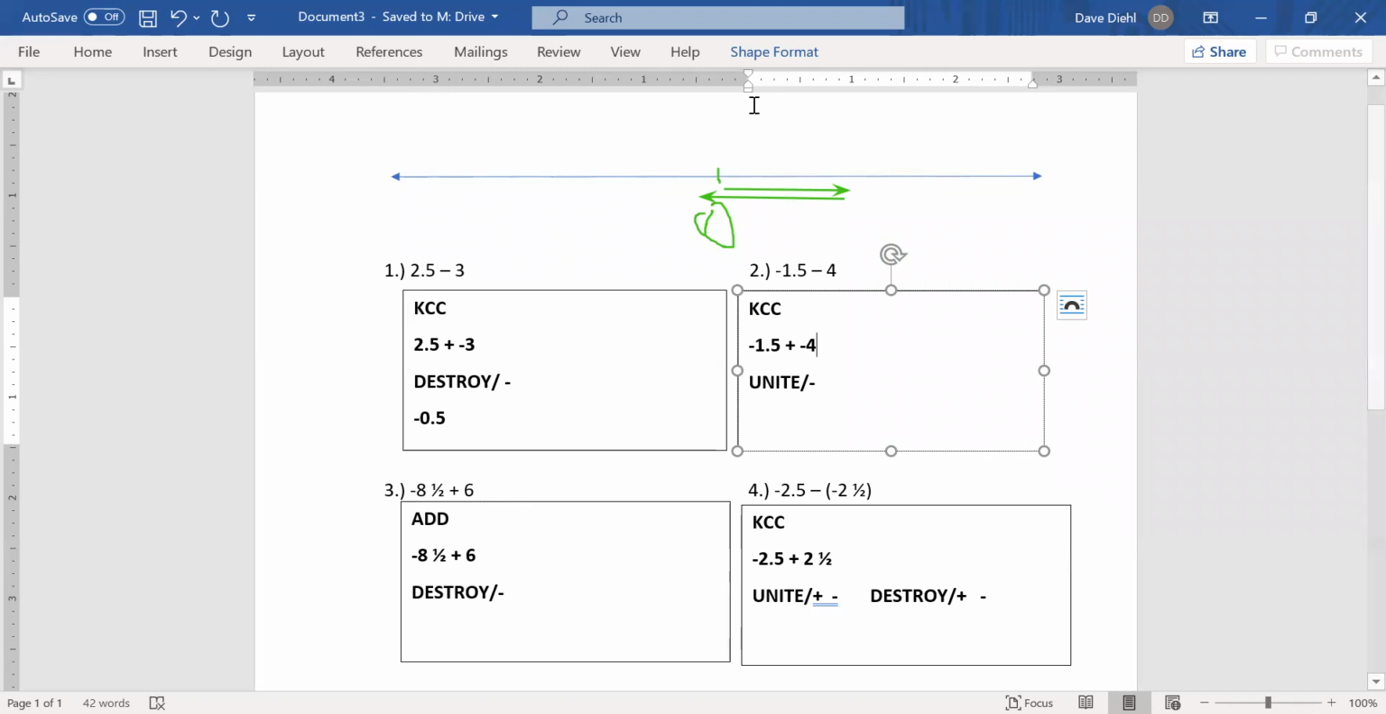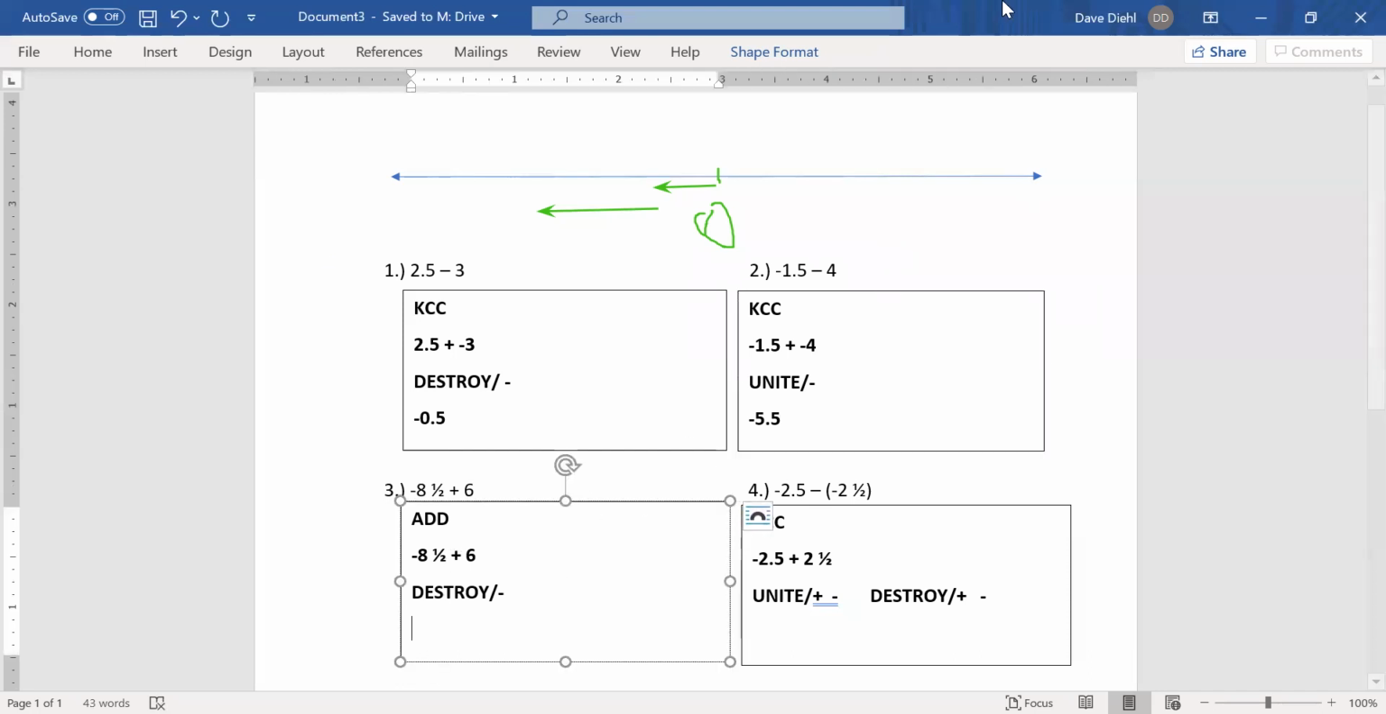How about this one? Negative 1.5 plus negative 4. Well, let's look at where negative 1.5 would go. That means it goes down about negative 1.5. Then it goes down another negative 4. So you add those together, and where would you wind up? You would wind up at negative 5.5.